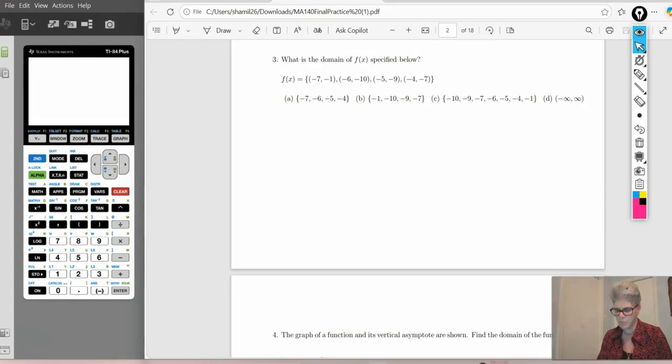Let's look at number 3. So the camera can't compete with my virtual pen and everything else. Sometimes I leave the screen, I disappear.